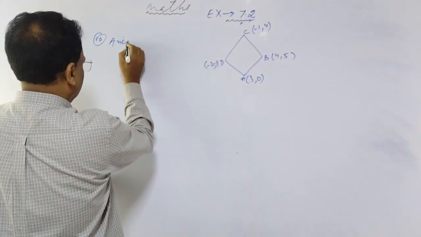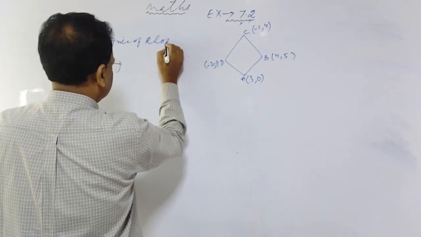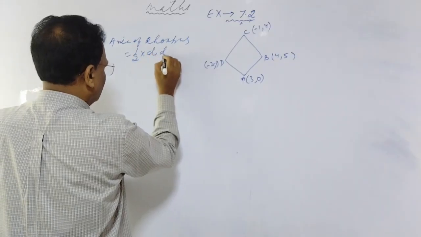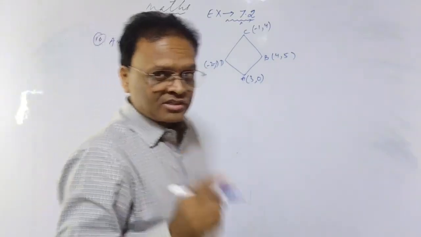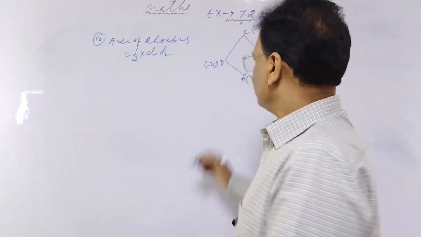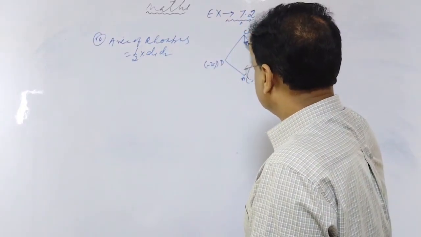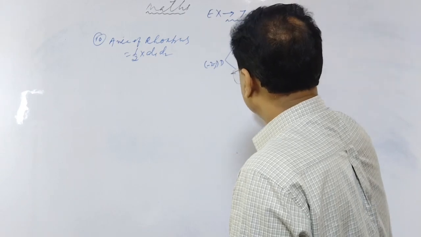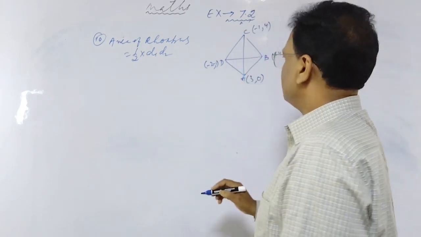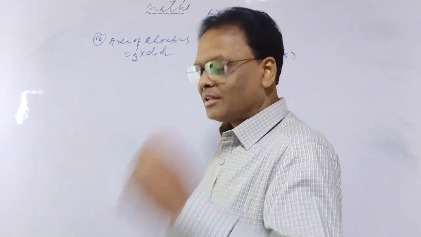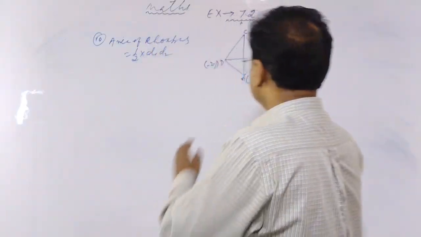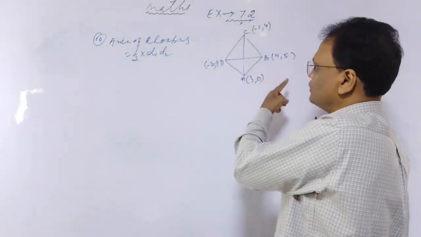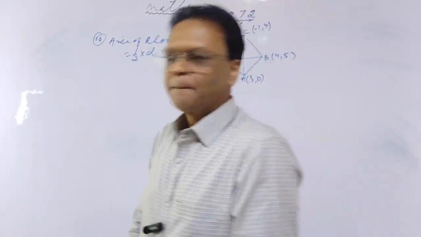So area of rhombus is equal to half into D1 D2. Diagonal, first diagonal into second diagonal. So in this case, my diagonals are first AC, this is the diagonal, second is DB. That means I have to find these two diagonals, then only I can use the formula. For finding the diagonals, AC is nothing but the distance. AC is the distance, BD also distance, so I must use the distance formula.